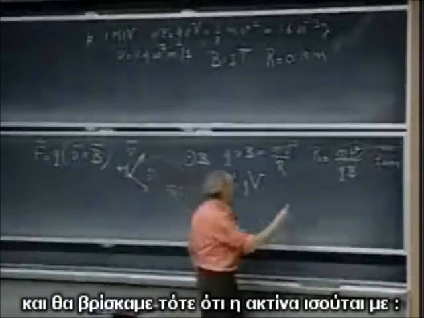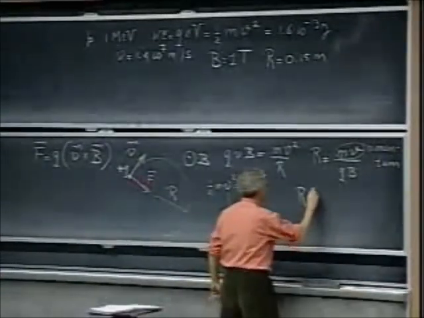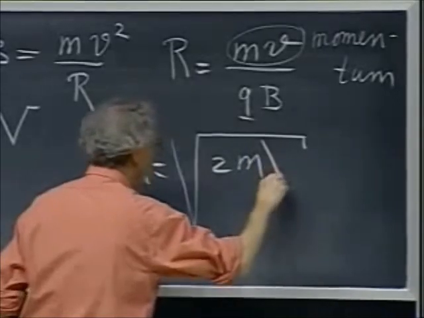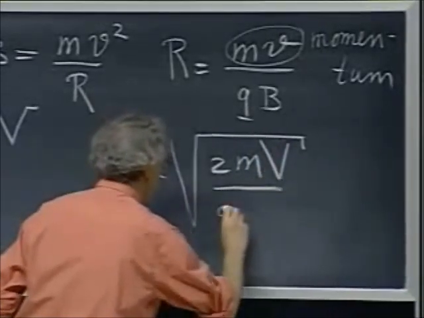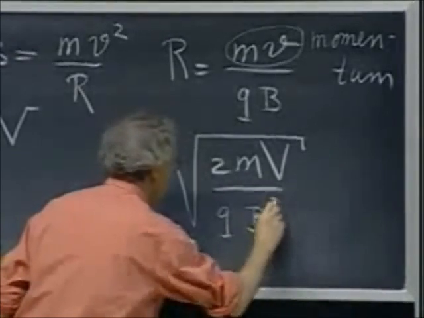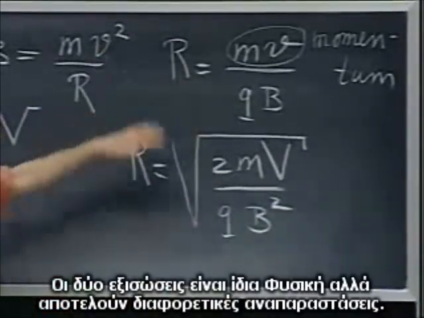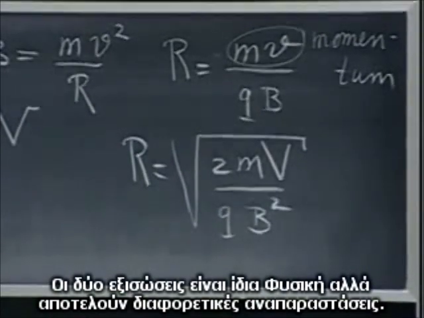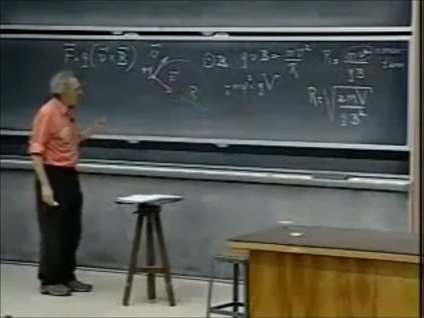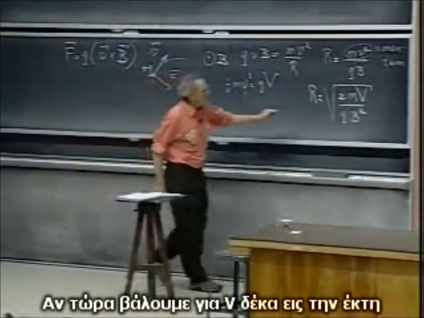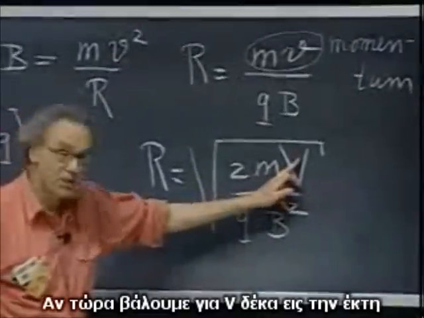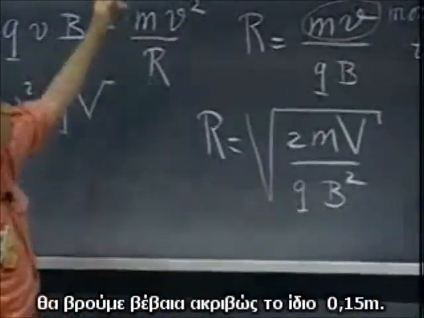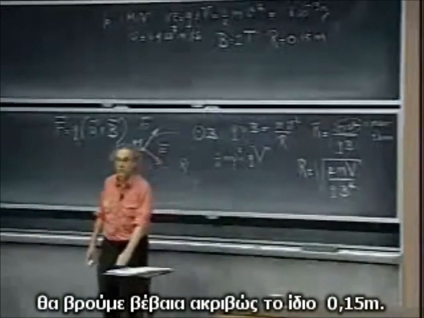And you will find then that R is then the square root of 2m times that capital V divided by q B squared. So the two equations are, of course, the same physics, but it's a different representation. If you put in for V now 10 to the 6, mass of the proton, charge of the proton, and 1 Tesla field, of course you find exactly the same 0.15 meters.